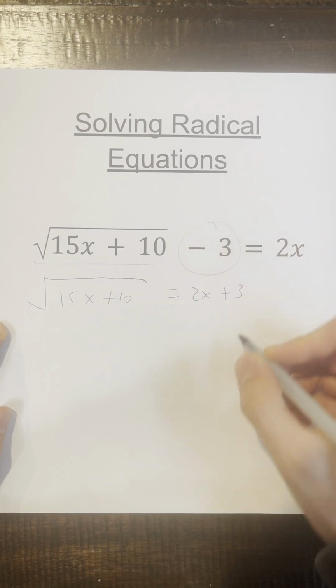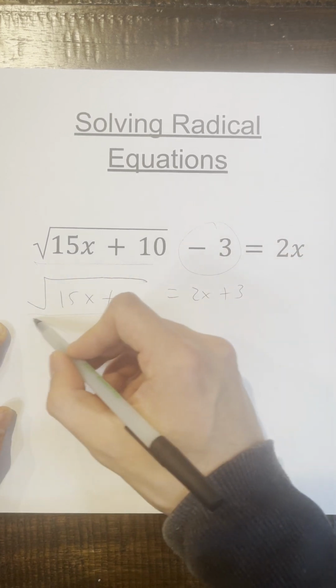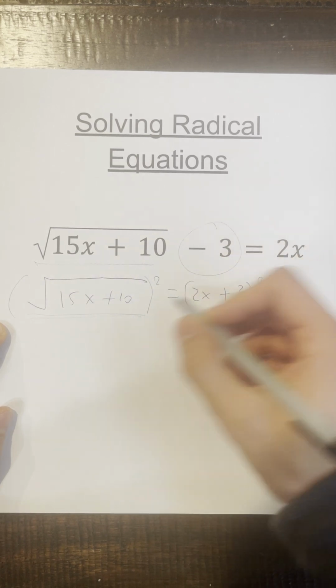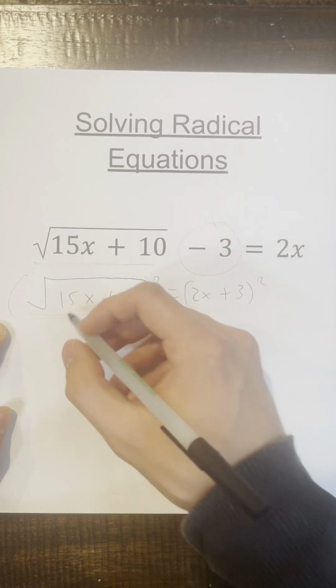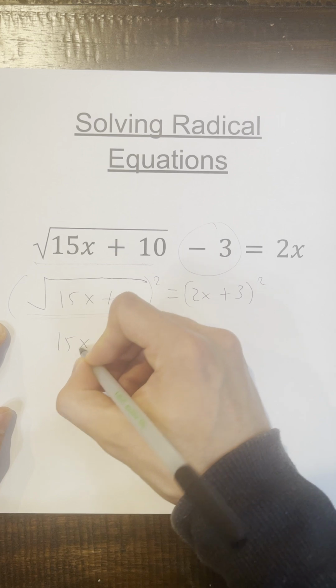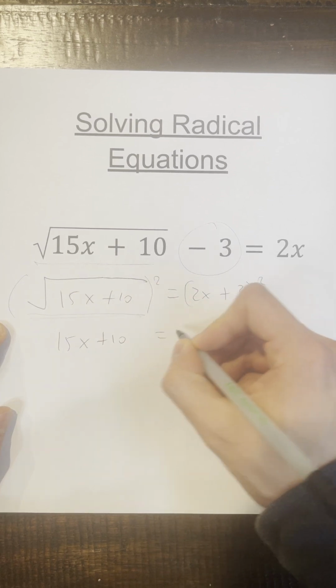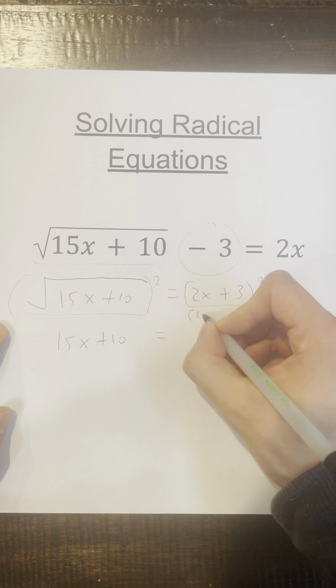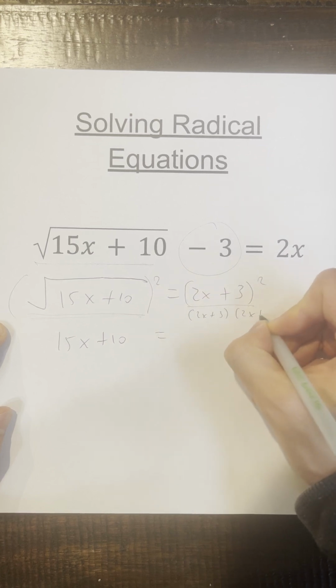2x plus 3. And now that we have the square root by itself, we can square both sides. So let's go ahead and do that. So squaring both sides gets rid of the square root, so we're left with 15x plus 10 is equal to this squared. And let's go ahead and expand this.